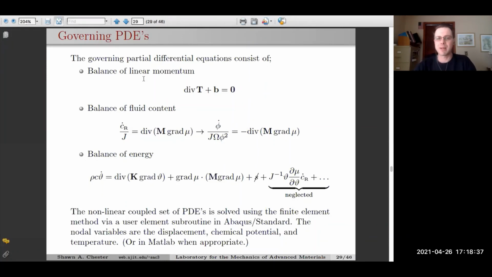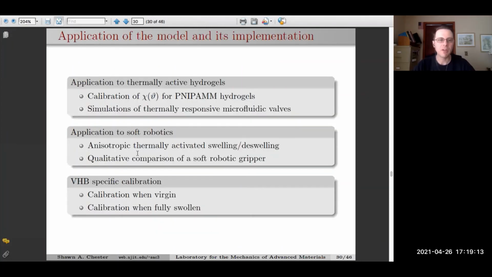The balance of linear momentum is the usual form here. Divergence of the stress plus body force is zero. We don't have any inertia. And this becomes an equation for the displacement field. The balance of fluid content, if you think of it as balance of mass, basically says if you have changes in concentration at a local place, it's because fluid either came in or went out. And the balance of energy turns into the heat equation. And so this is what I'll solve using finite elements, either full finite elements or in MATLAB when it's simple enough. So now we can show some applications of the model.